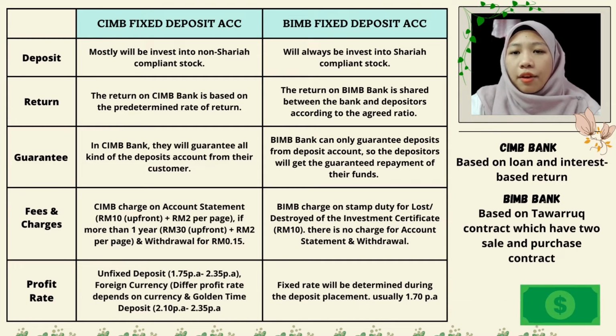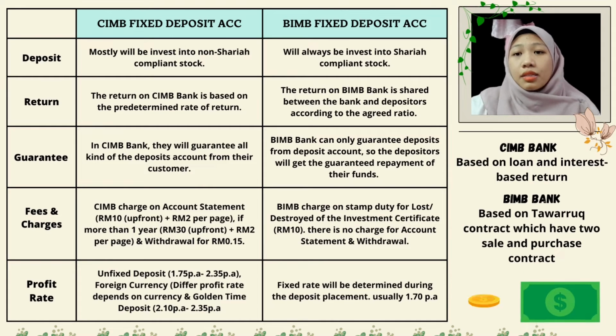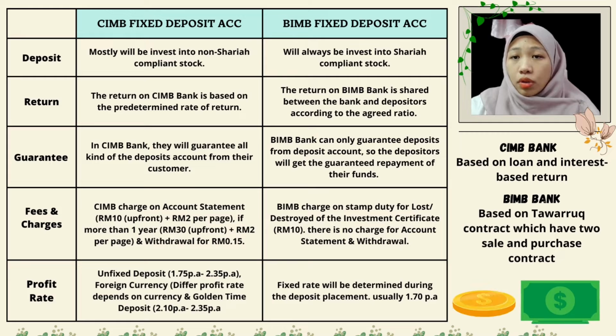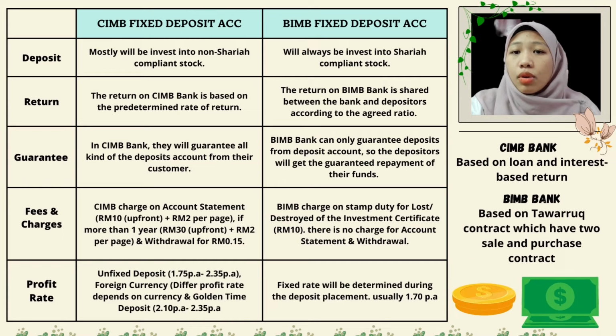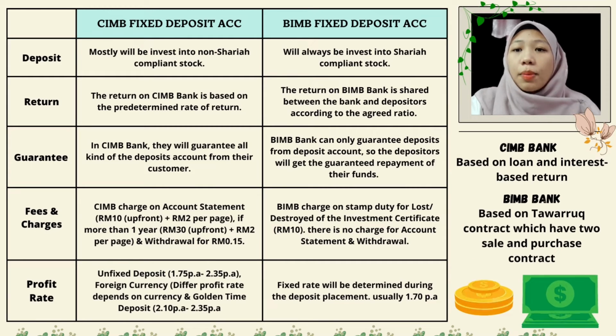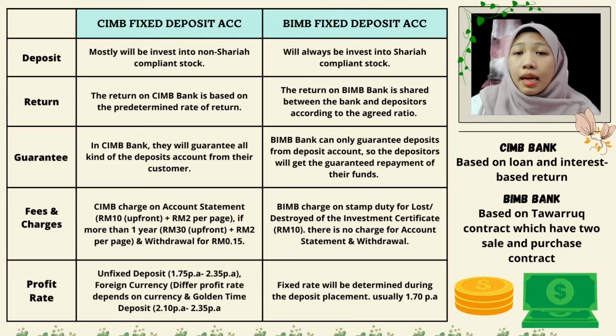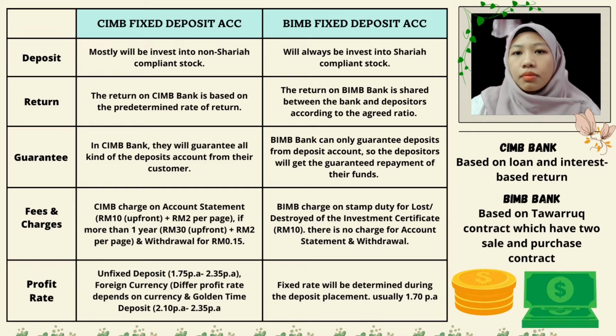deposit. Okay, first for the description, the CIMB Bank is based on the loan and interest based return, while the Bank Islam is based on the tawarruq contract, which has two sale and purchase contracts. Next for the deposit, CIMB Bank deposits being made will mostly be invested into non-Sharia compliant stock, while the deposit in Bank Islam will always be invested in Sharia compliant stock. This is because it's a requirement for Islamic banking and financial services to provide Islamic principle in their business, and deposit cannot be invested into the business that is prohibited in Islamic law.